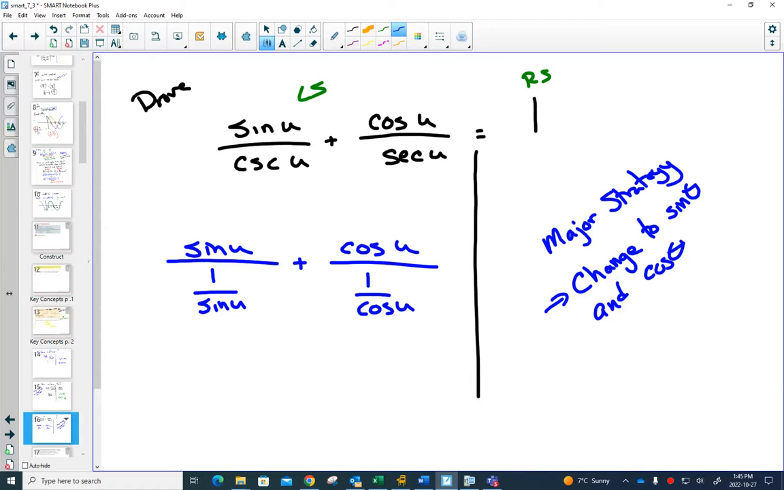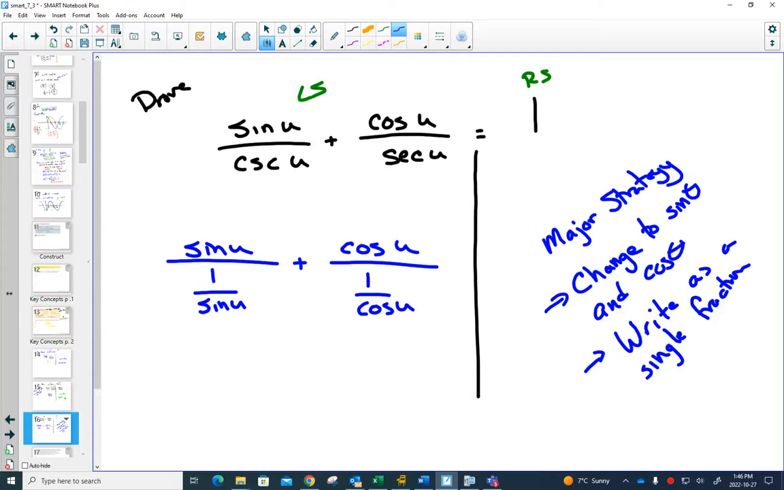Initially, that doesn't look like I made things simpler. In fact, it makes it look like I made things more complicated. But this is where the thing that we started today's lesson really comes into play. Major strategy, change to sine and cos. I've done that already. Part 2 of the major strategy, write as a single fraction. So this isn't a single fraction. This isn't a single fraction. I have fractions inside of fractions.